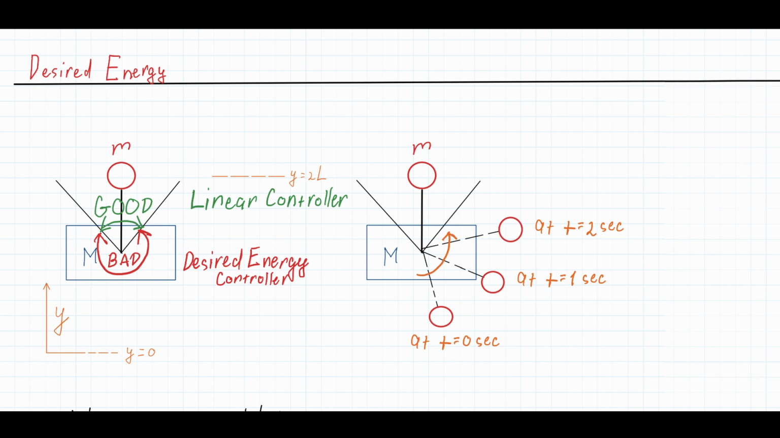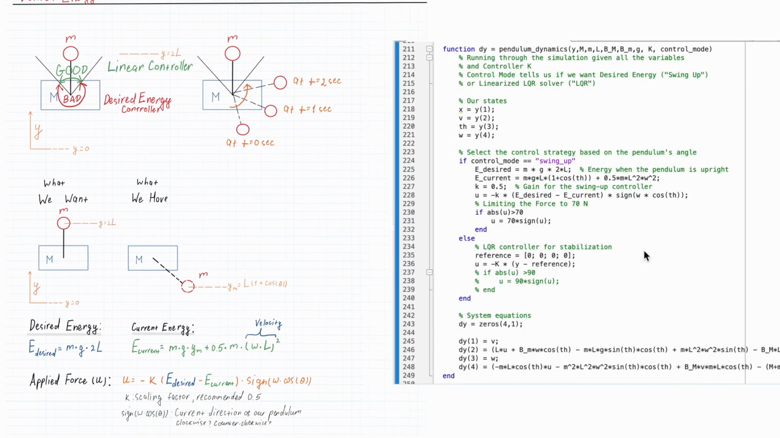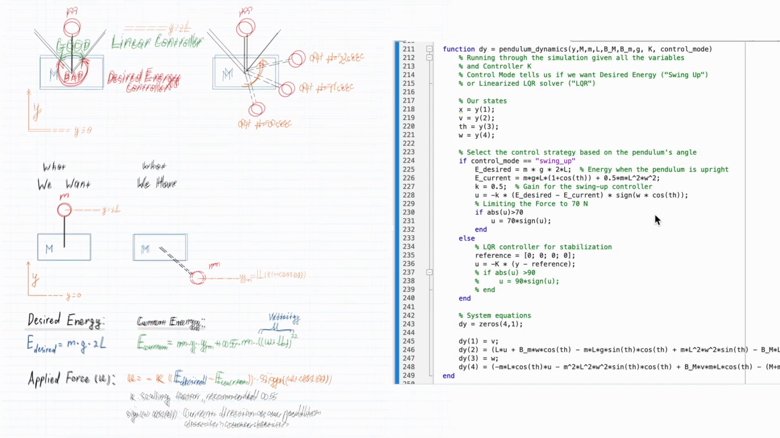So we are going to use a desired energy controller to bring the pendulum to the range close to our desired position. Within this range, we know that our linear controller can successfully stabilize the pendulum. So the second we enter that range, we will switch from the desired energy controller to the linear controller. First, let's look at the desired energy method.